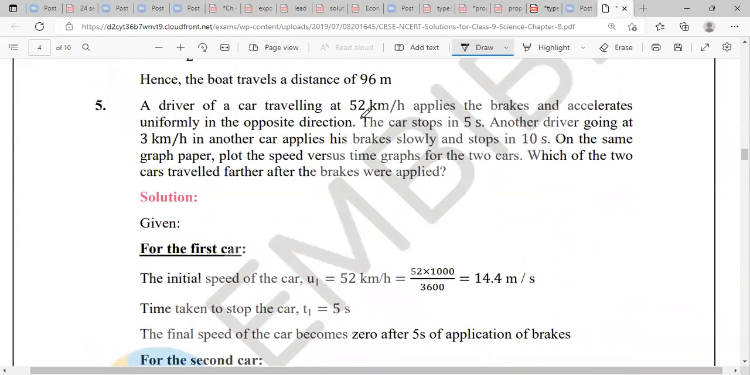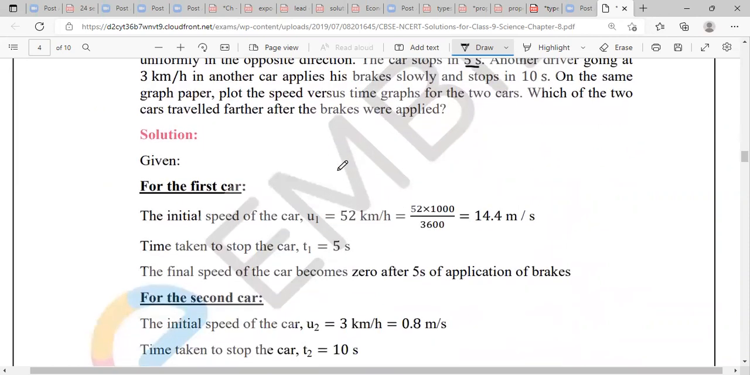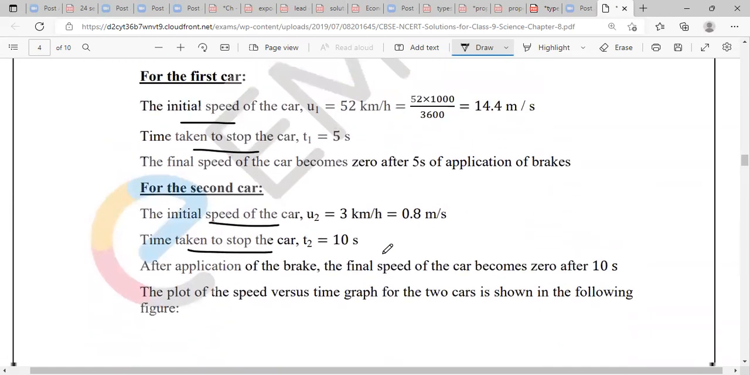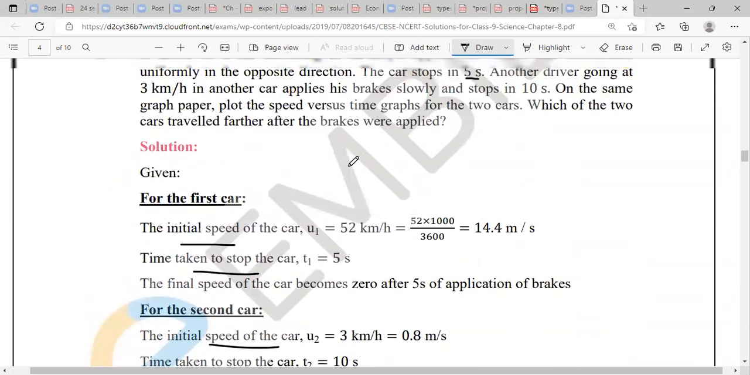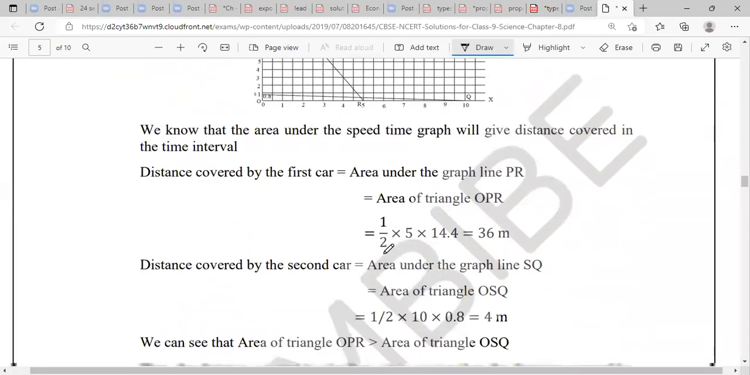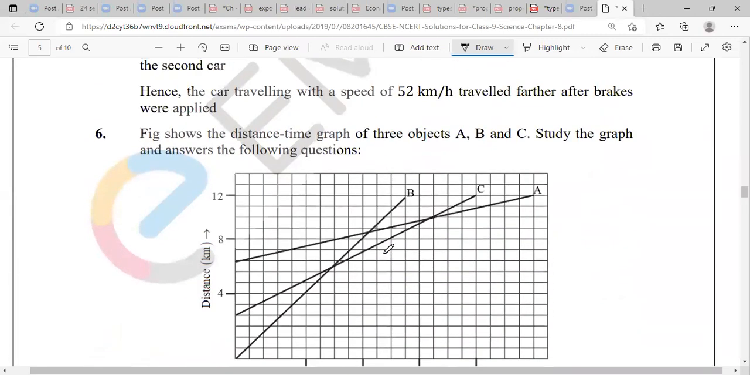Next, a driver of a car traveling at 52 km per hour applies brakes and accelerates uniformly in the opposite direction. The car stops in 5 seconds. So basically here also you have initial velocity or initial speed, the time taken, and the final speed. For the second car, the initial speed is again given and the time taken is here. You'll just put it in the formula and you'll get the answer. Clear? Yes, ma'am. We discussed all this in the previous class, so I think that's easy for you.